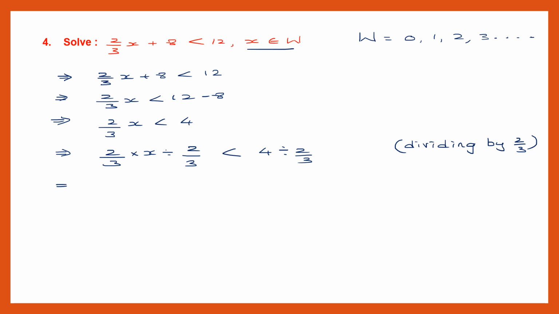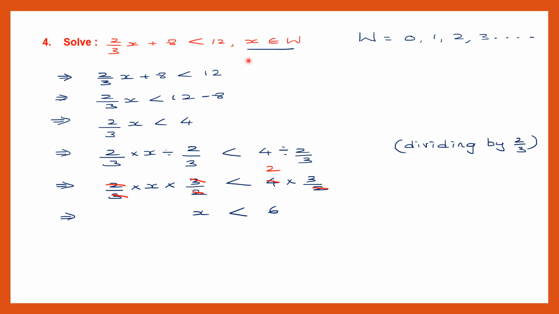Now here we can cancel this. You know how? This is division, and we can change it to multiplication. So 2 by 3 into x into the reciprocal. Similarly here also, 4 into 3 by 2, it becomes the reciprocal. Now we can cancel the 2's, we can cancel the 3's. Here also we can cancel, it becomes 2. So now what do we have? We have only x left here. X is less than 2 3's are 6. X is less than 6.